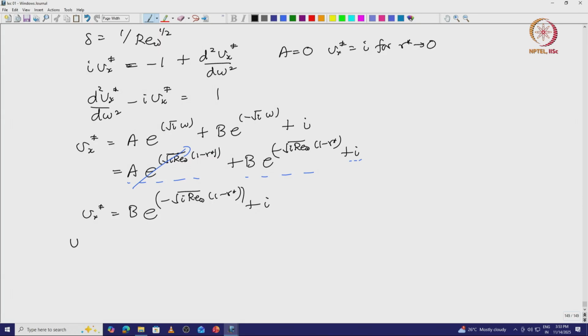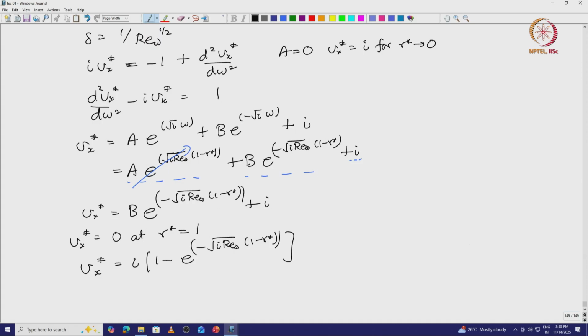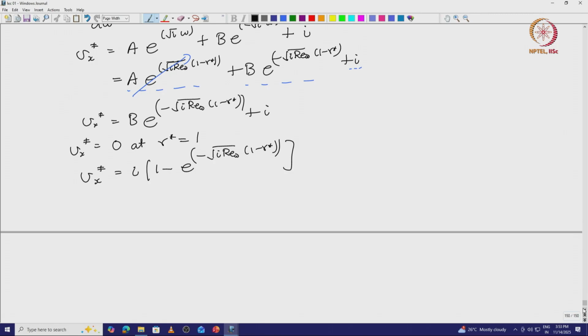The second boundary condition is that Vx double dagger is equal to 0 at r star is equal to 1. And therefore, I get a final solution for the velocity as equal to I (1 minus e power minus root of I Re omega (1 minus r star)). So this provides a solution for the equation in the entire channel. This part here is near the center.